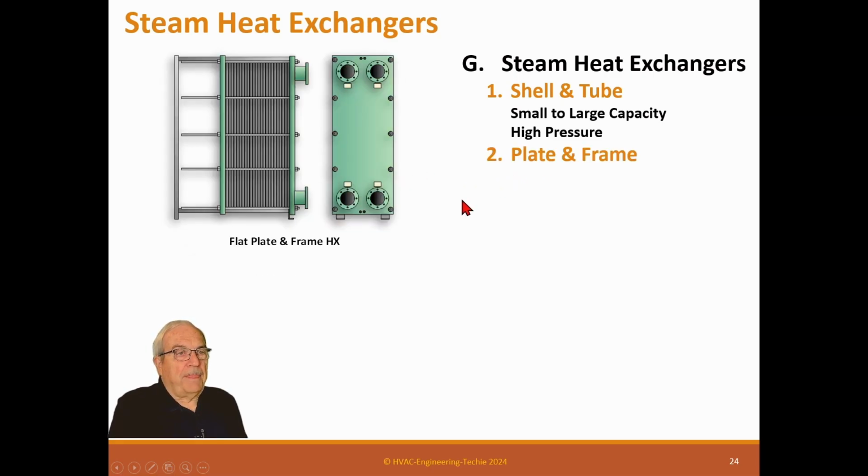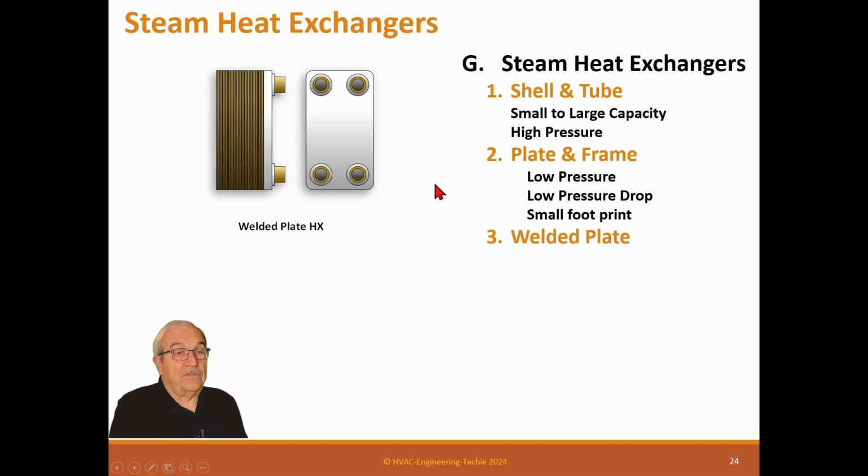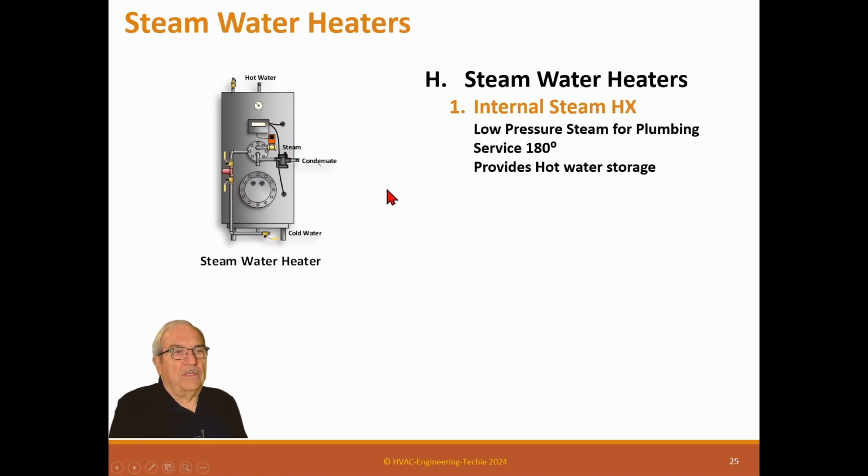Plate and frame, it can be steam, where steam goes in one and condensate comes out the other, and then the processed water goes in here. But they're low pressure. They can't take real high pressure. They can take 10 to 15 psi, but that's about it. Low pressure drop, small footprint, really efficient heat exchanger. Welded plate, which is another flat plate, but it's all welded up the same way.